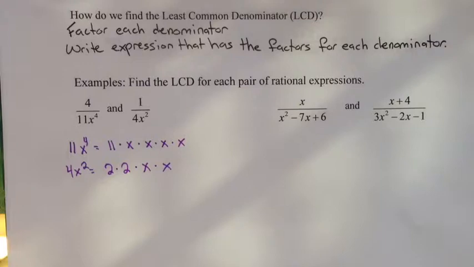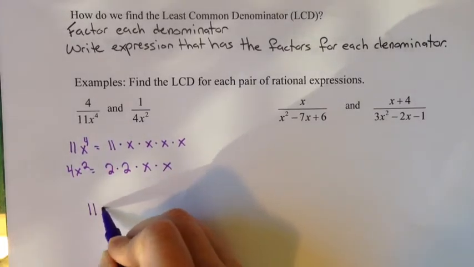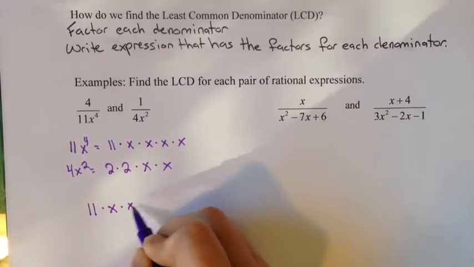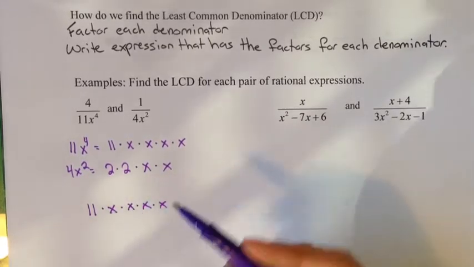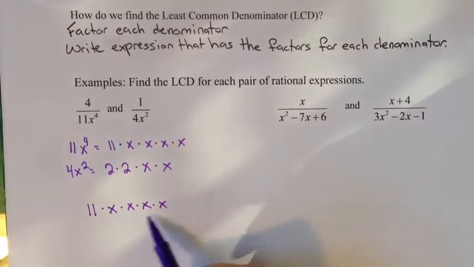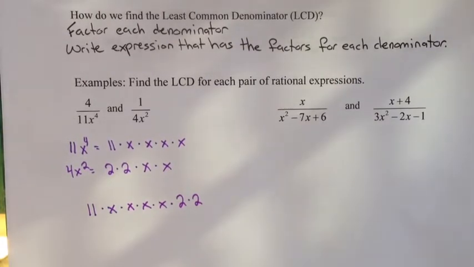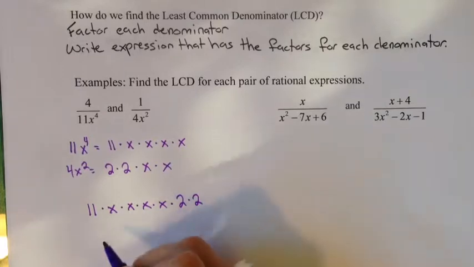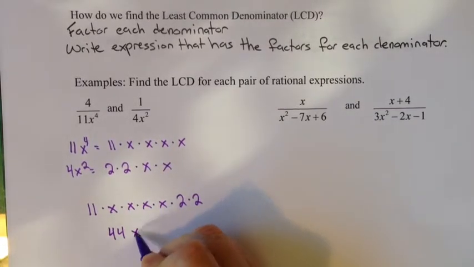Now I need to write down an expression that contains the building blocks for each of these two denominators. From my first one, I need an 11 and I need 4 x's. To make up my second denominator, I need 2 2's and 2 x's. I already have the 2 x's, but I'm missing the 2 2's. Now I've got them added on there. My final step is going to be to condense this back down to something a little bit prettier. 11 times 2 times 2 is 44, and x times x times x times x is x to the 4th.